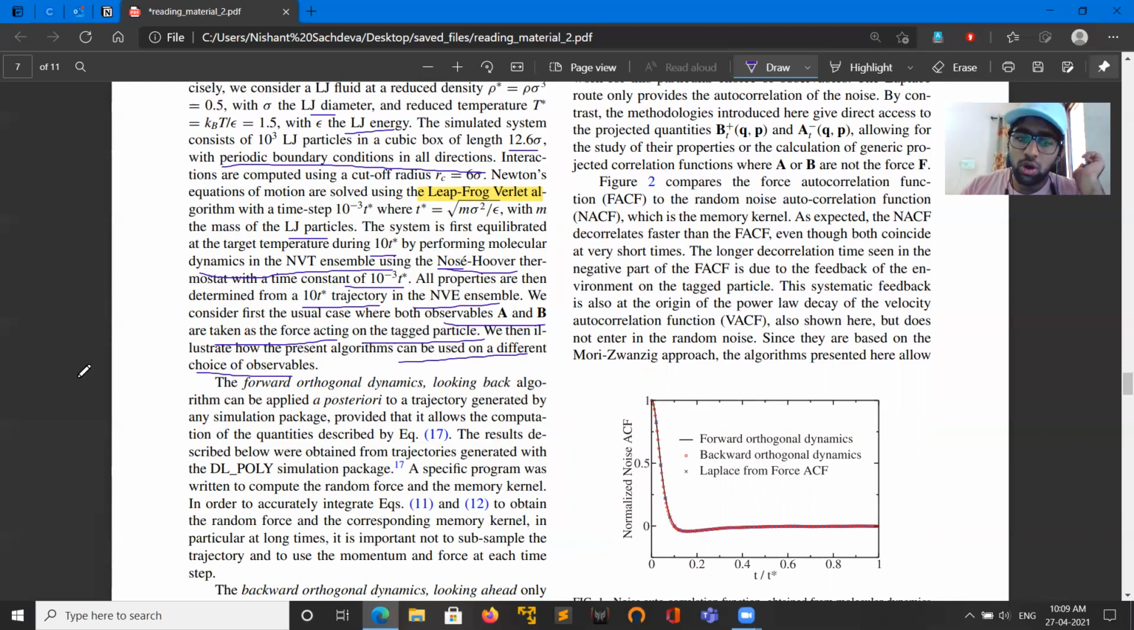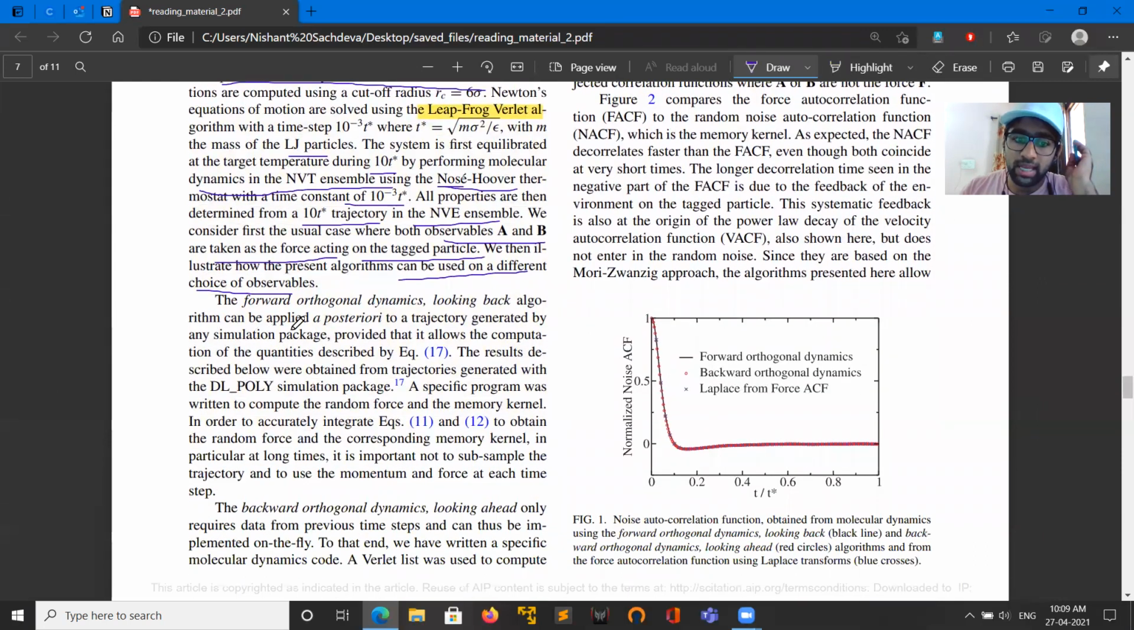The forward orthogonal dynamics looking back algorithm can be applied a posteriori to a trajectory generated by any simulation package, provided that it allows the computation of the quantities described by equation 17.